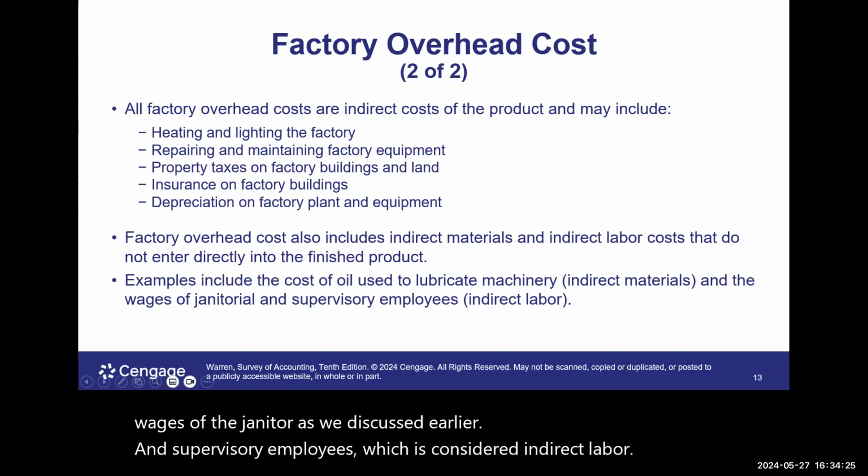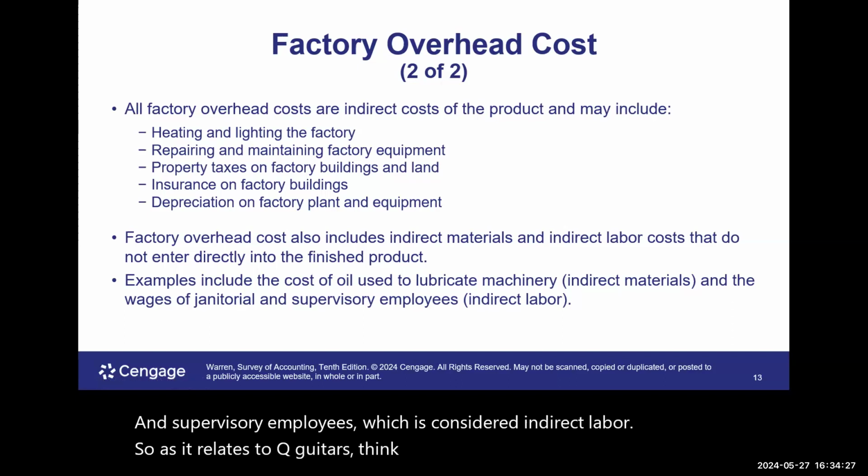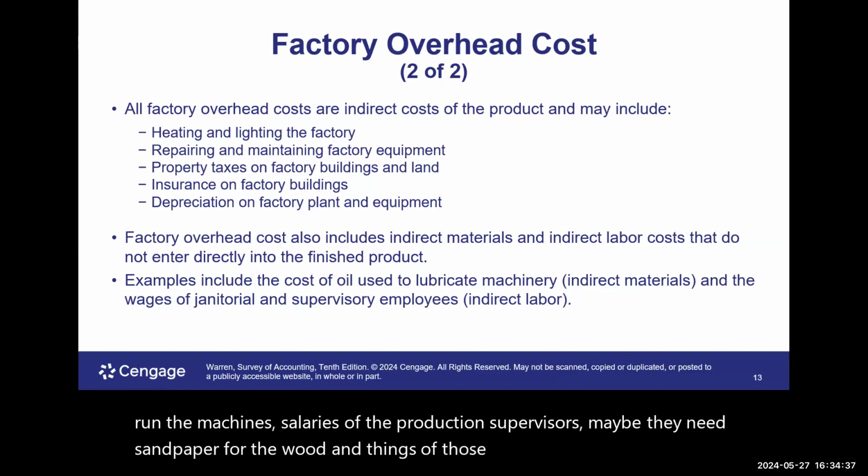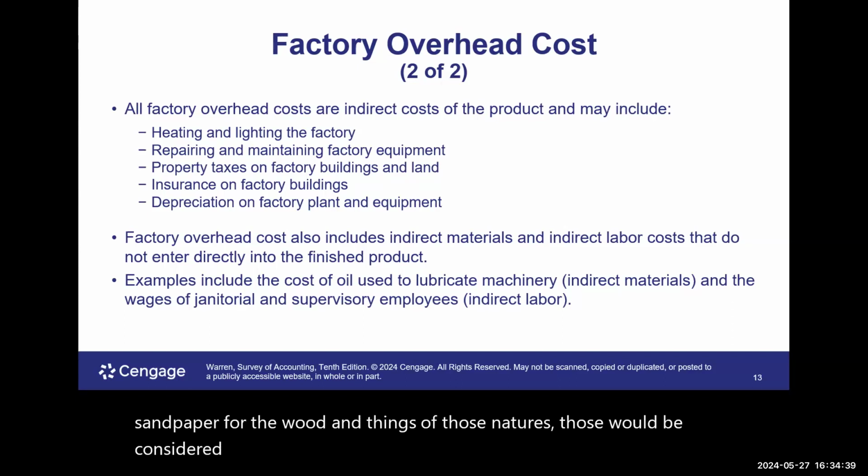So as it relates to cue guitars, think about the glue, electricity to run the machines, salaries of the production supervisors. Maybe they need sandpaper for the wood and things of those natures. Those would be considered indirect, so they would be a part of our factory overhead.